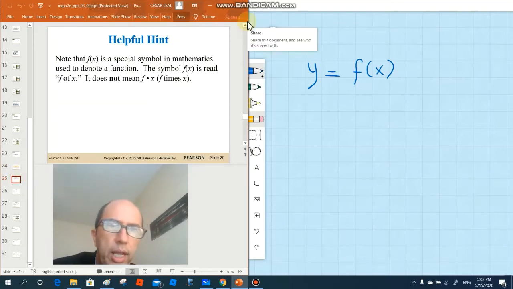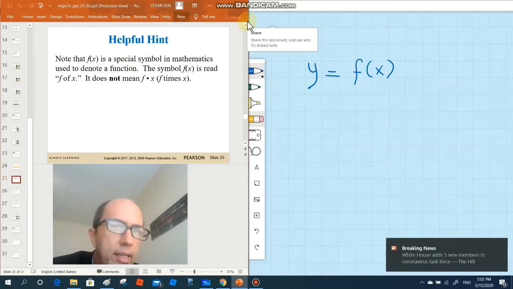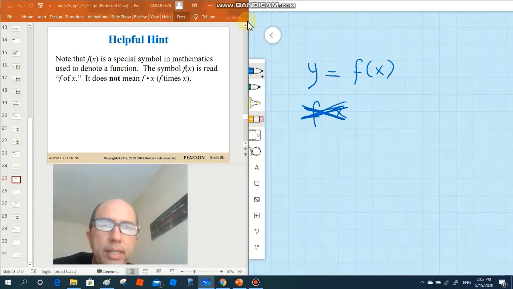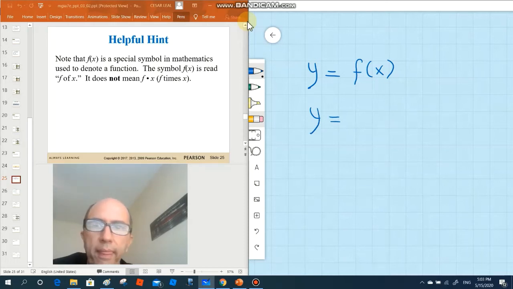An important thing to note here is not to make confusion. This doesn't mean that y equals f times x, okay? No, not f times x. Y is a function of x, or f of x, not f times x.